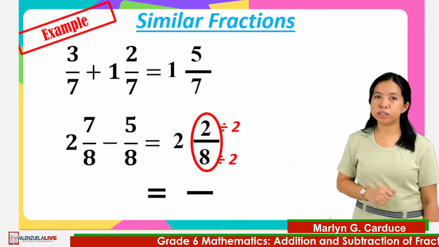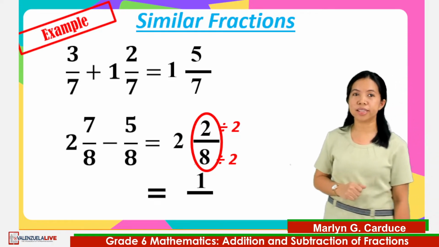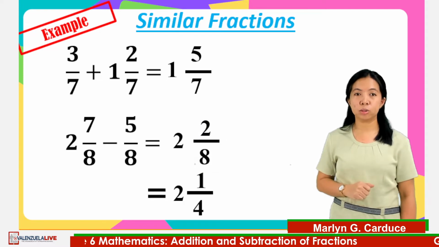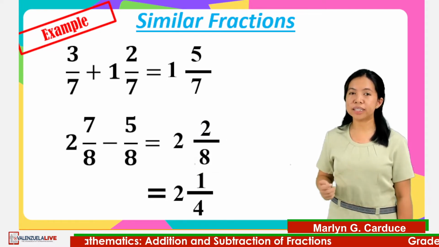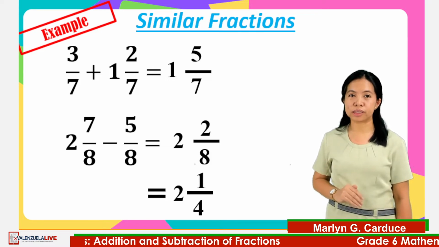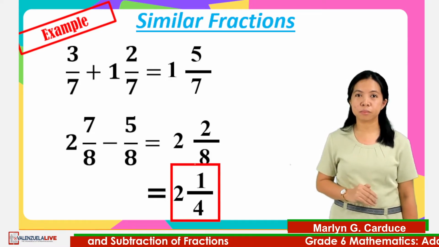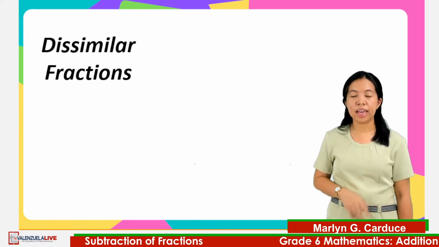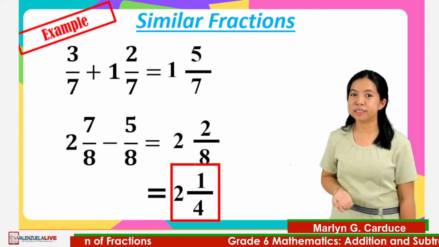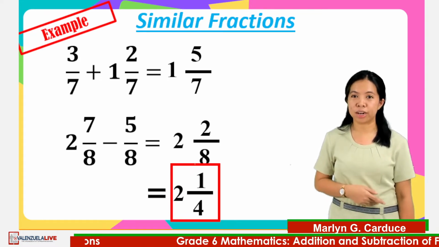Okay, let's divide. 2 divided by 2 equals 1, and 8 divided by 2 equals 4. And then write down the whole number 2. So our final answer now is 2 and 1/4. And that is how we add and subtract simple fractions and mixed fractions with the same denominator.